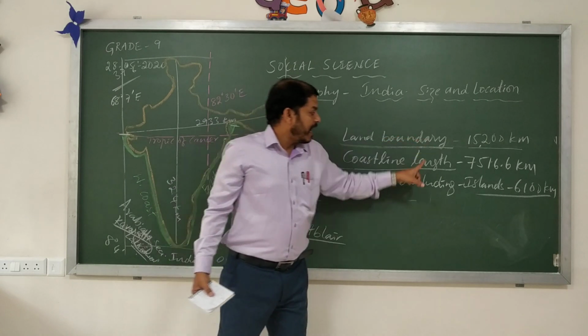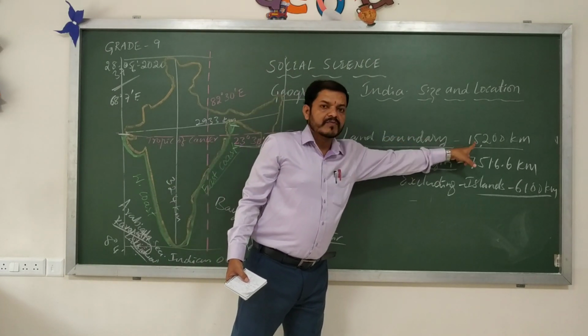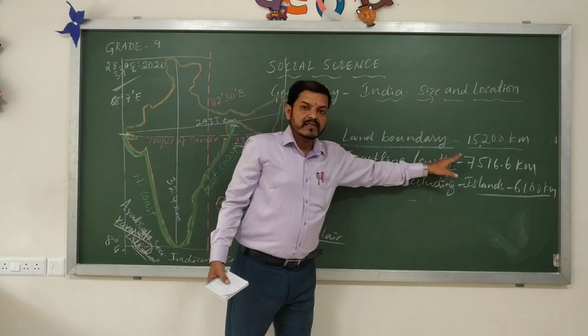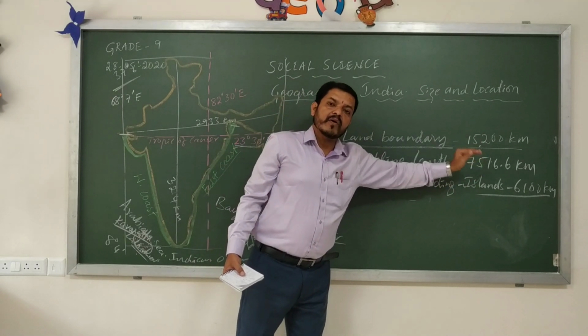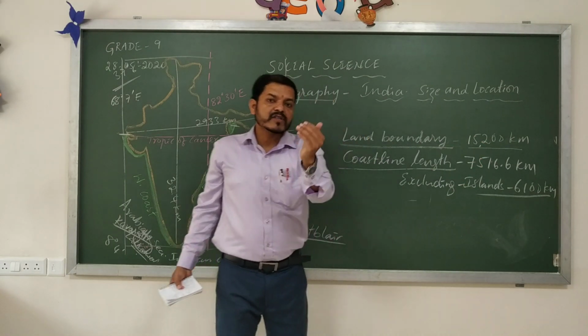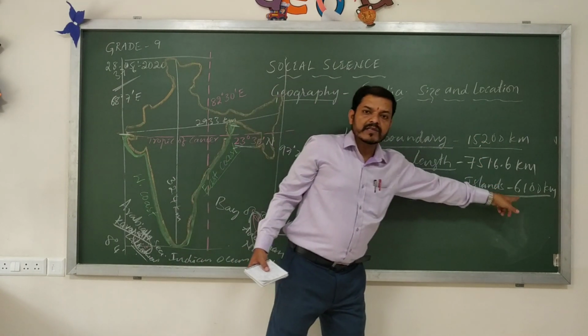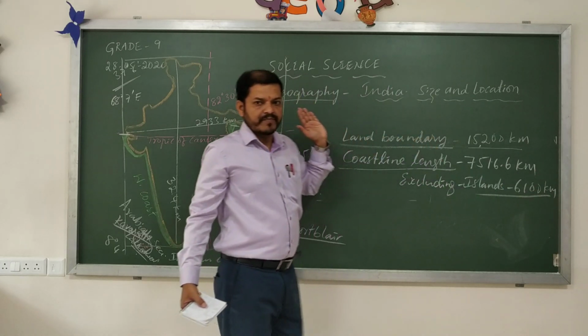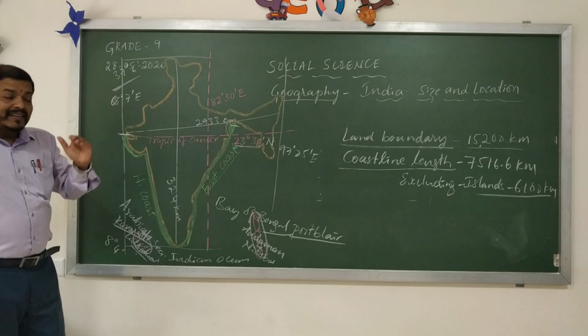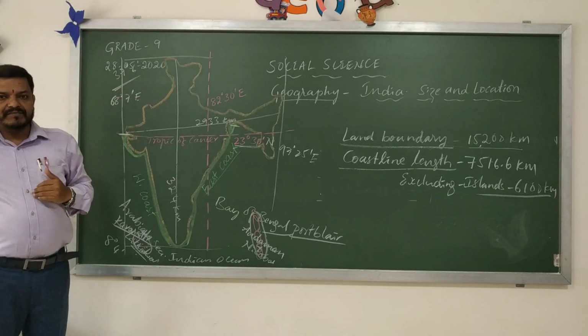Land boundary and coastal length. Land boundary is 15,200 kilometers and coastline length is 7,516.6. This is including islands. If they specify excluding islands, you must write 6,100 kilometers. Clear now? Now we move on to the length and width of the country.